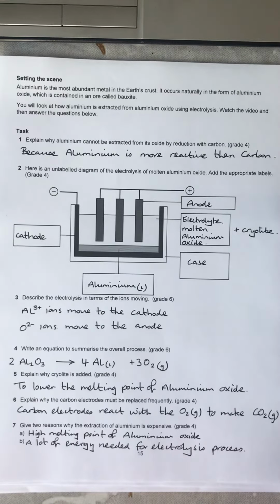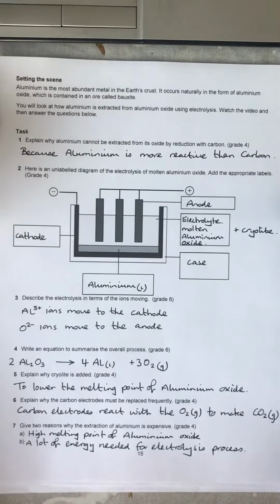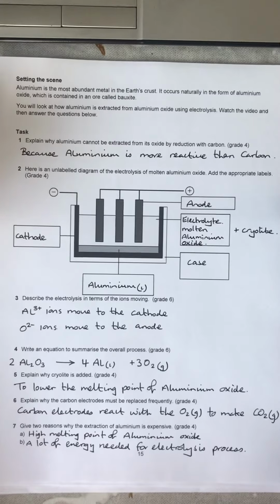C6.3 Extraction of aluminium, answers to the questions on page 15. Question number 1. Explain why aluminium cannot be extracted from its oxide by reduction with carbon. The reason is because aluminium is more reactive than carbon, so carbon cannot displace aluminium from its compounds. You have to use electrolysis.